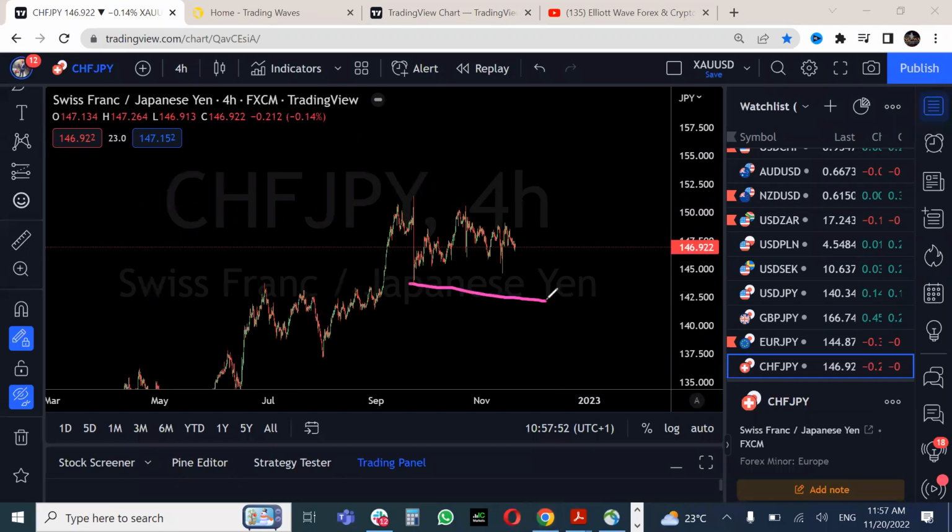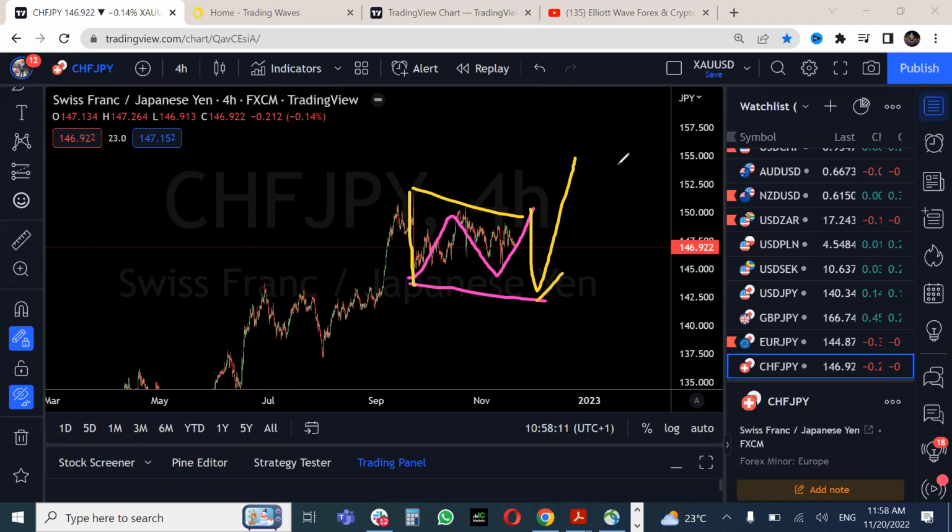Chief yen, similar, we're expecting that it's actually making a corrective structure here. So let's see how this structure is going to build up on chief yen. So we could be making something like this, 1, 2, 3 up. So we could have this one here as a complex B correction, key corrective structure. So we could have this one making a bit of a push to the upside and then downside. We're not really to trade these short-term moves that we are seeing within the structure.